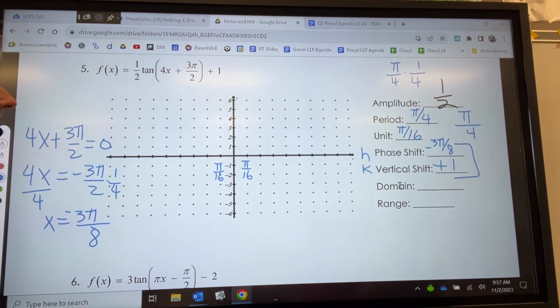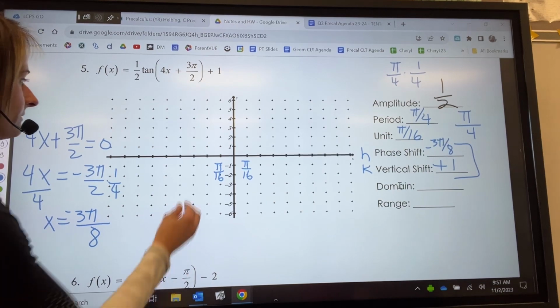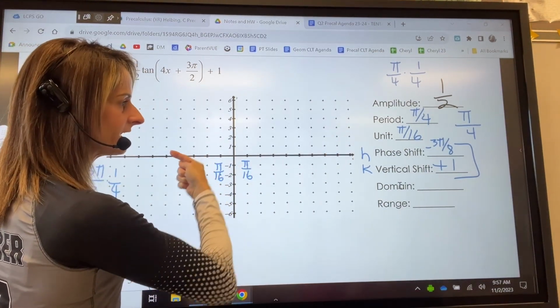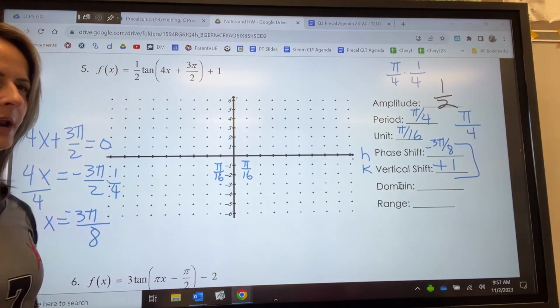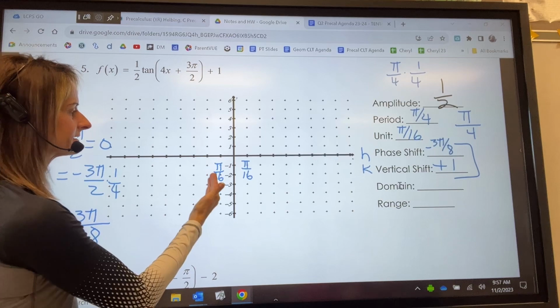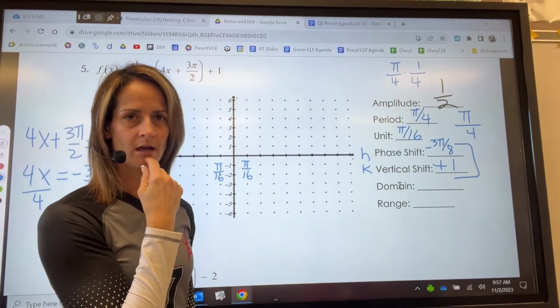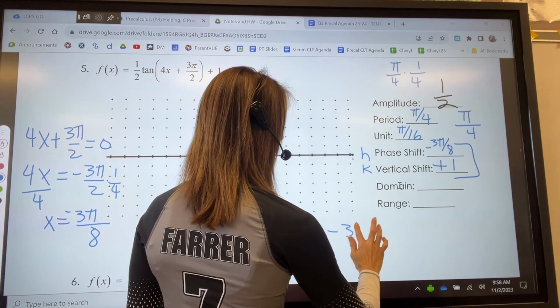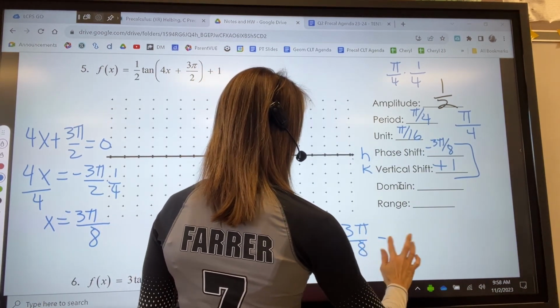Now that we've got that, we can go ahead and move that 0, 0 to our new location. So we're going to go left 3 pi over 8 and up 1. So when I'm counting 3 pi over 8 left, I'm counting in 16ths. How many 16ths is that? Negative 3 pi over 8 is how many 16ths?